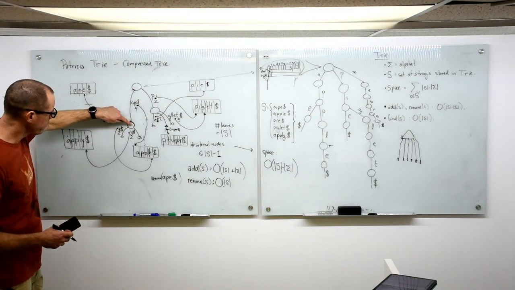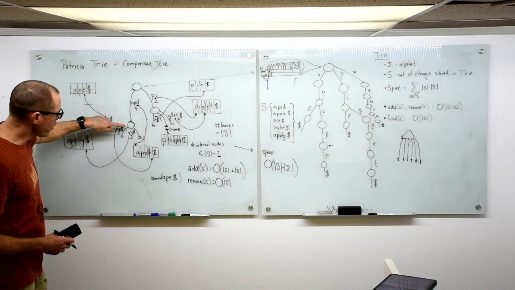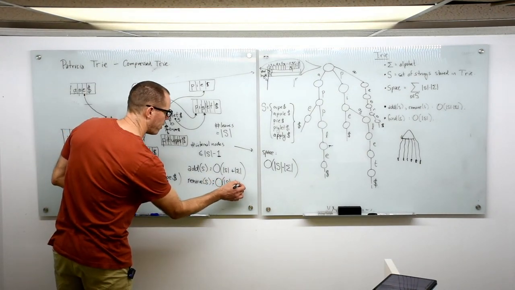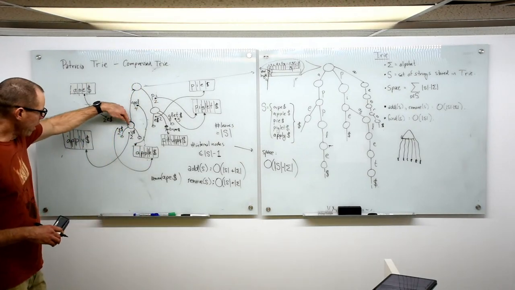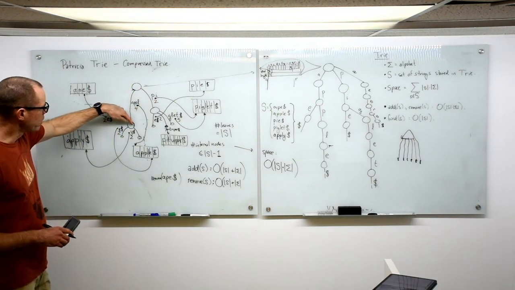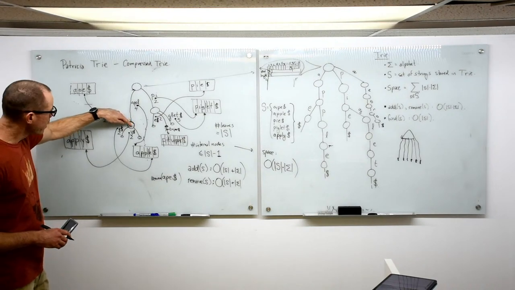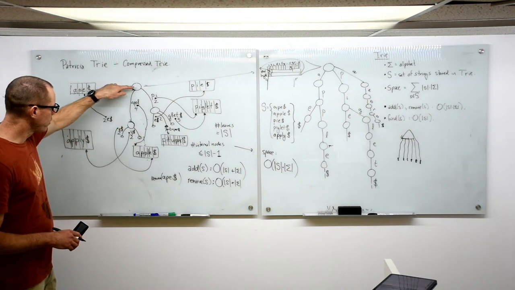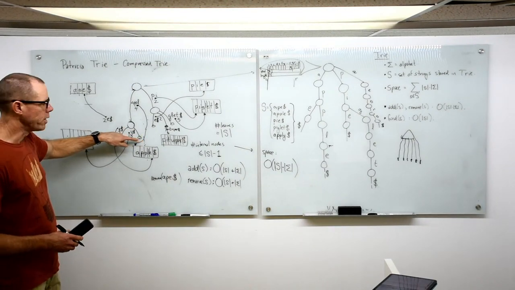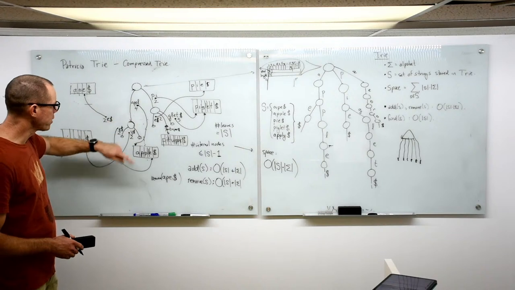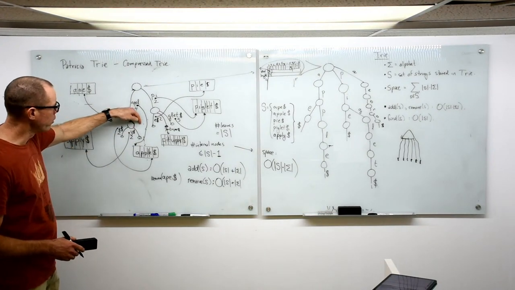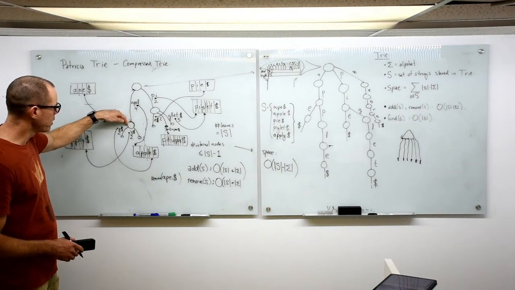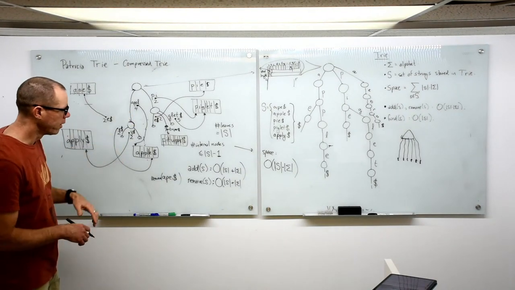That leaf has a parent, and we look in the parent now, we scan the whole array of length sigma, so we should account for that. And if we happen to find that there's only one entry left in that array, then we get rid of this node and do that skipping operation, that splicing operation. But that splicing operation takes constant time. The slow part was looking through the whole array to see if this was the last one. Okay.